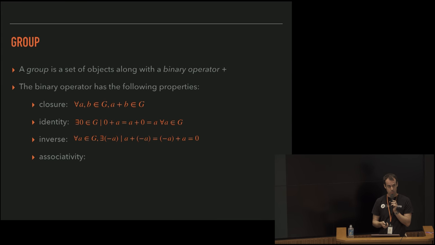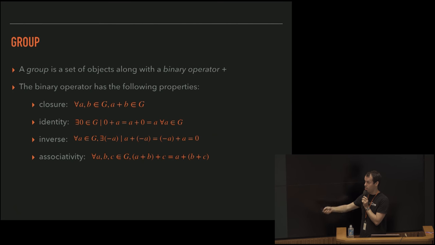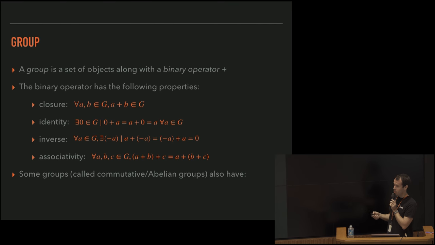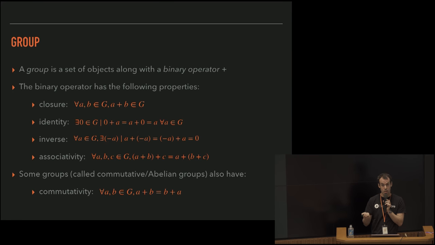And then finally, associativity. If you have three elements, A, B, and C, and you add A and B together, and then with the result you add C, you end up with the same thing as if you add A to B plus C. It doesn't matter which order you do those operations. And then there's another property called commutativity, and some groups have commutativity, some don't. We call groups that have commutativity commutative groups or abelian groups. That is, if you have A and B, A plus B equals B plus A, doesn't matter which order. Okay, not all groups have that, some do.